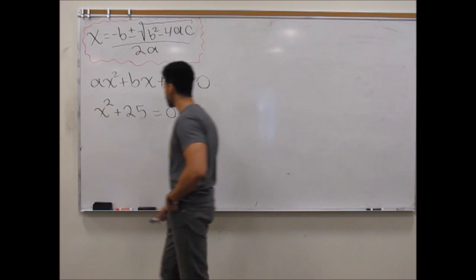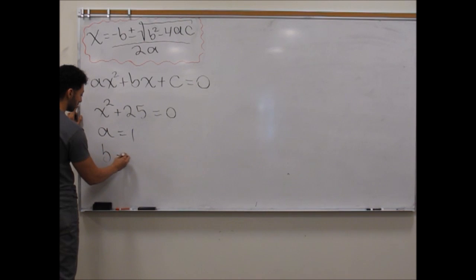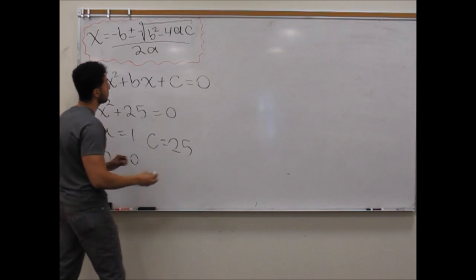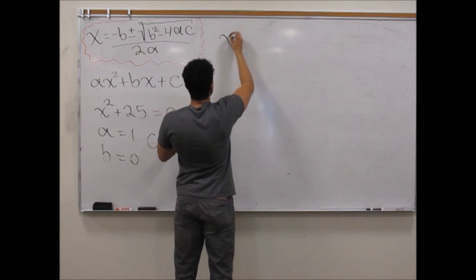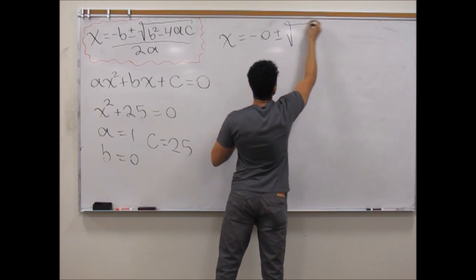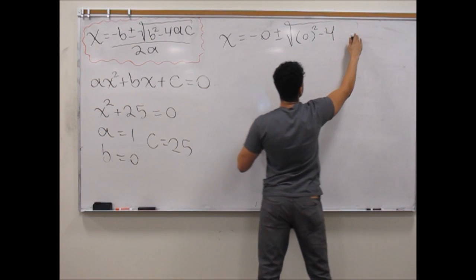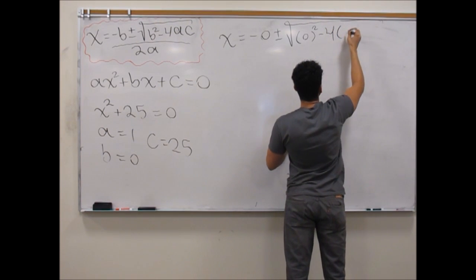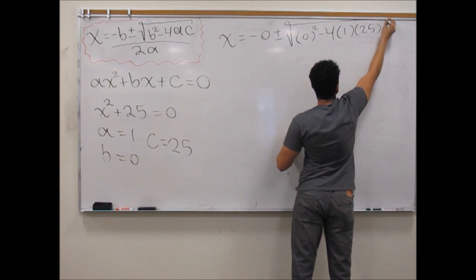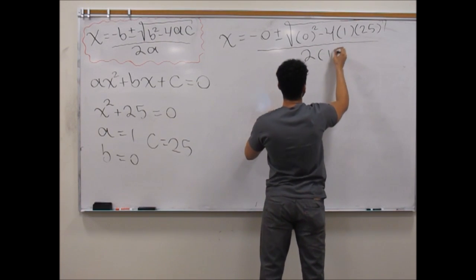Okay, so a equals 1, b equals 0 because it's missing, and c is equal to 25. And let's see what happens. So we get x is equal to negative b, which is 0, plus or minus the square root of b squared, so 0 squared minus 4. Our a was 1, and our c was 25. This is all over 2 times a, and our a was 1.